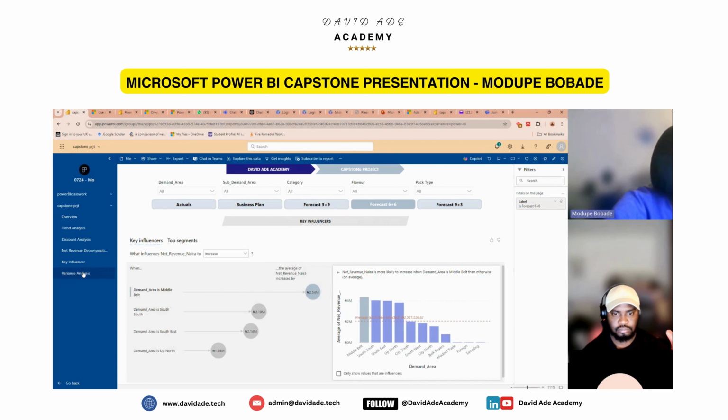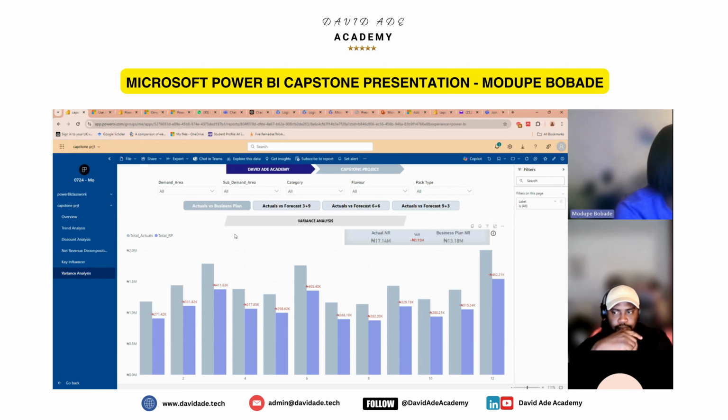So this brings us to the variance analysis. The variance analysis is just to show us the difference between all the different forecast scenarios. Here we'll be comparing the actuals, which is the eventual sales data, with the first generated data, which is the business plan. We'll compare it with the second generated data, which is forecast 3 plus 9, the third generated data, which is forecast 6 plus 6, and the forecast 9 plus 3.